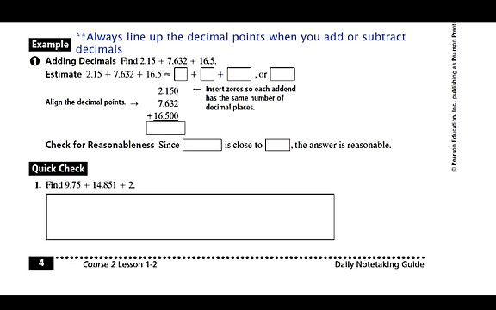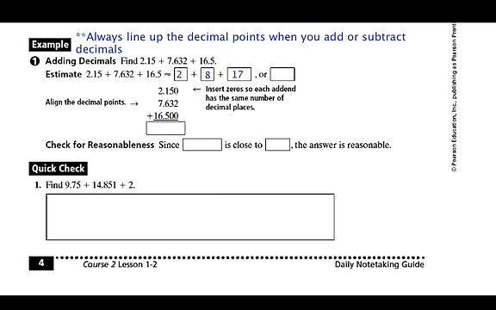We're going to be adding the decimals 2 and 15 hundredths, 7 and 632 thousandths, and 16 and 5 tenths. We're going to estimate our answer first. We know that 2.15 rounds to 2, 7.632 rounds to 8, and 16.5 rounds to 17.